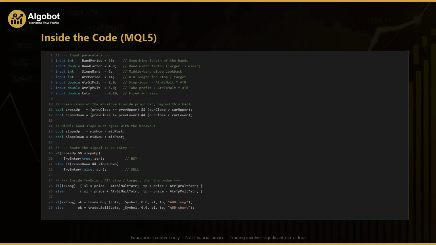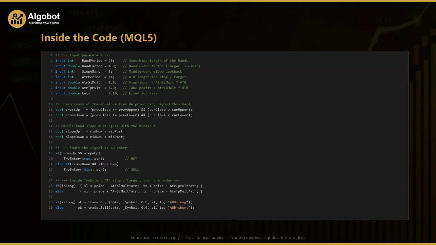Below the inputs are the two signal conditions. The Boolean cross-up is true when the previous close was at or below the upper band, and the current close is above it. Cross-down is the mirror, when the previous close was at or above the lower band, and the current close is below it.